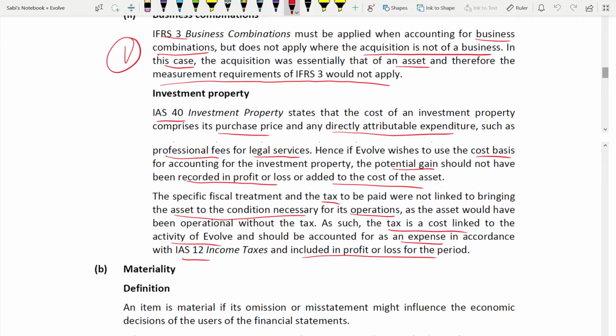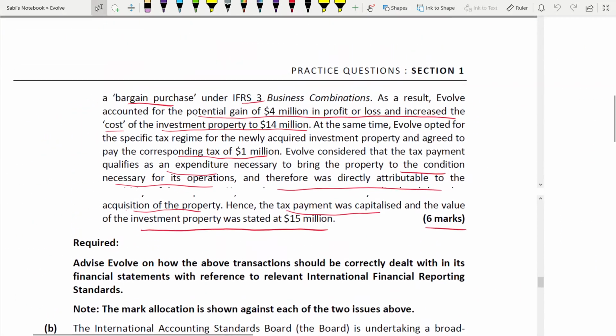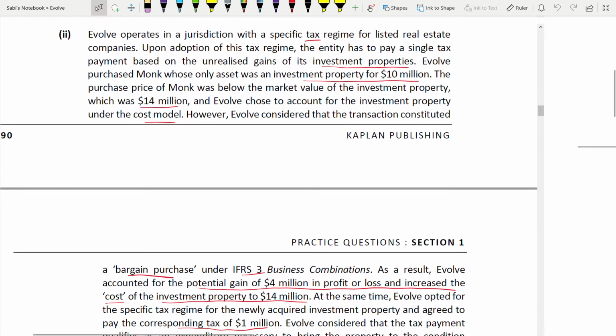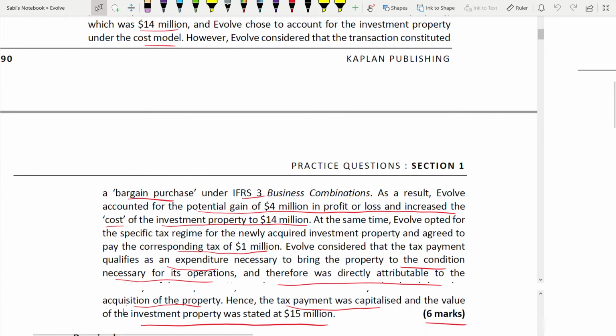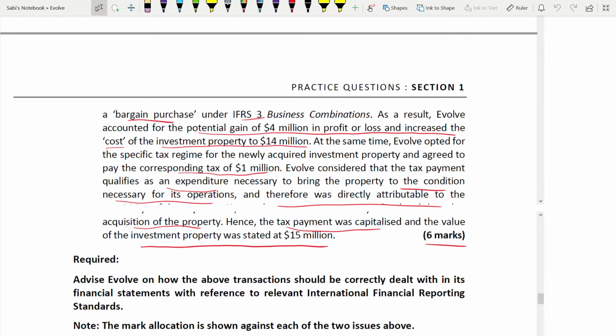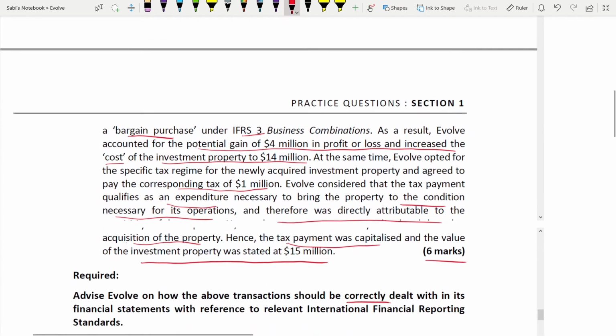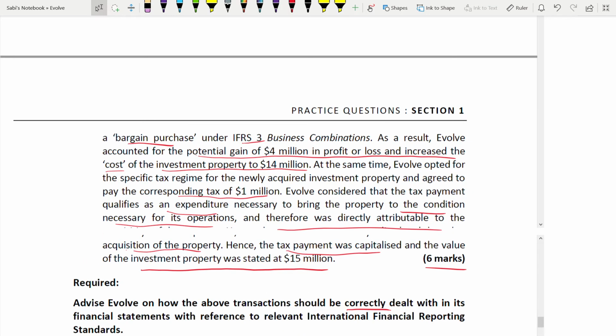So what are the things they have told here? Please understand, they're not telling you to calculate. Yes, it's true, they have given you some figures like 14 and 1 and so on. But you have to say that these things should not be done this way. That's what they are asking you, to correct the treatment. They're not asking you to calculate something. For example, tax you cannot capitalize. It should be an expense and recorded in profit and loss.